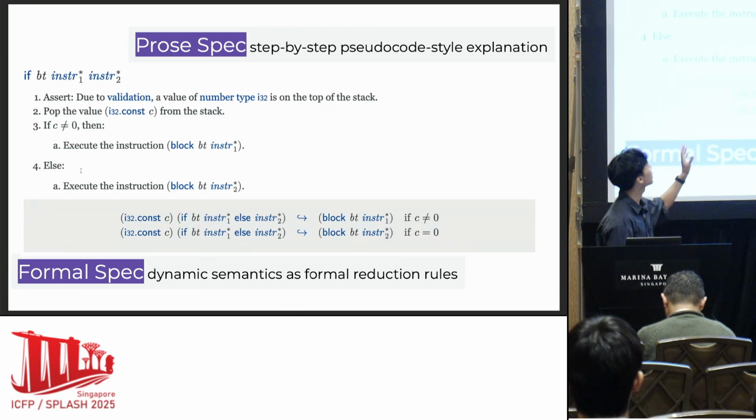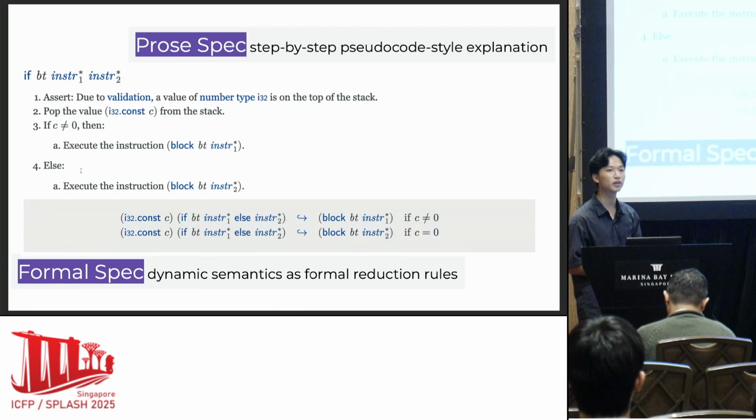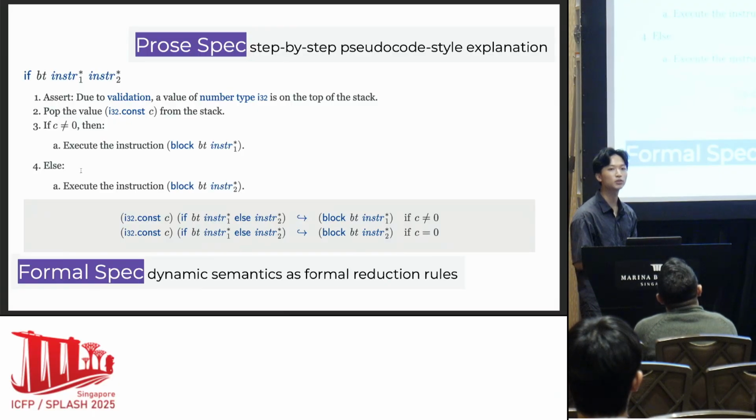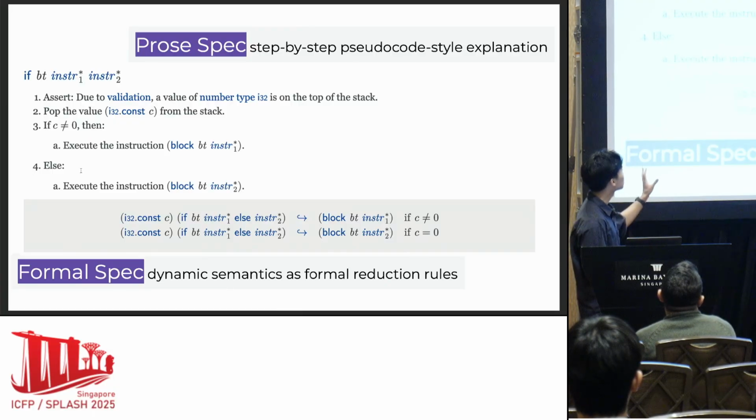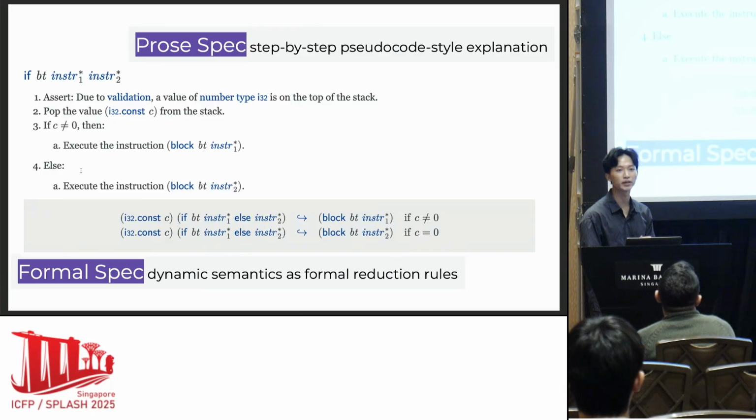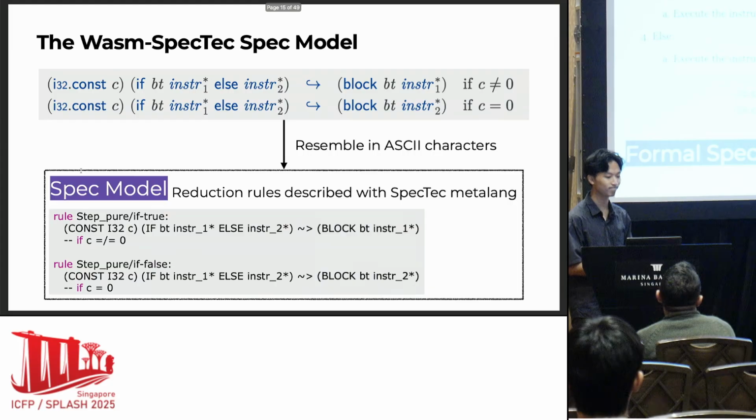And we also have the prose specification above, giving a step-by-step pseudocode style explanation of how to compute the reduction semantics. The formal spec is crisp, yet the prose spec gives a kinder explanation, which is accessible to a broader audience. And these two styles of spec, although in different formats, should essentially describe the same thing, the Wasm dynamic semantics.